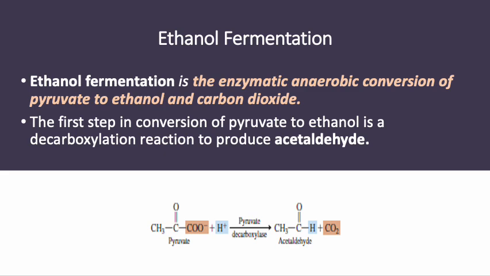Now, the first step in conversion of pyruvate to ethanol is a decarboxylation reaction to produce acetaldehyde, as you can see here, by the enzyme called pyruvate decarboxylase, releasing po additionally carbon dioxide in the process.